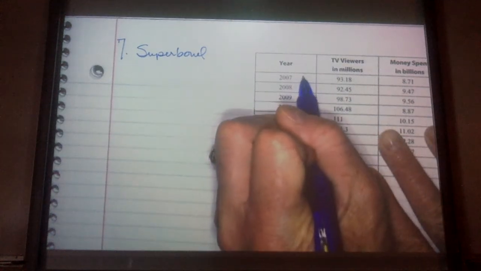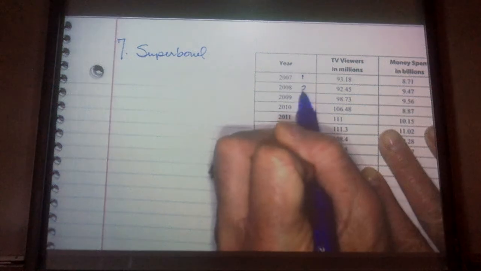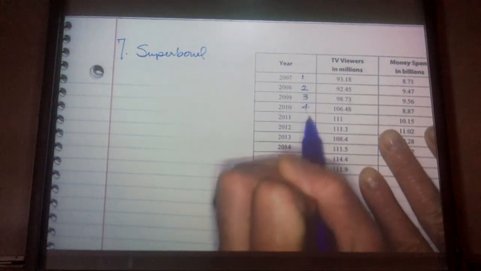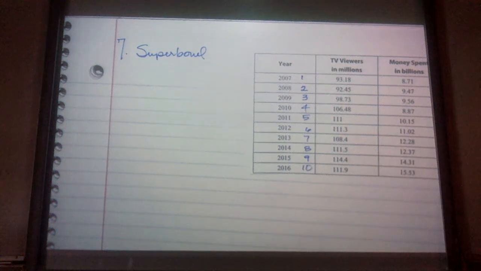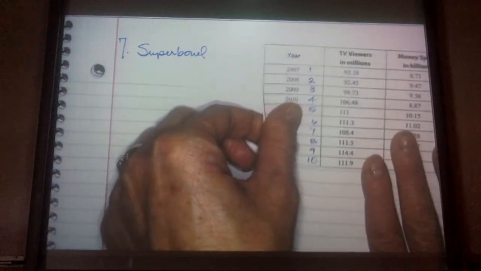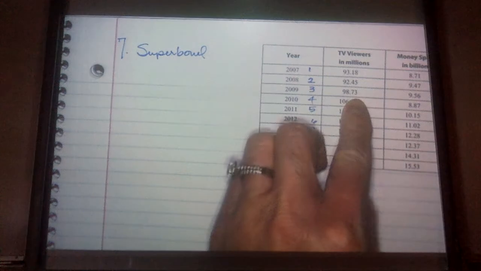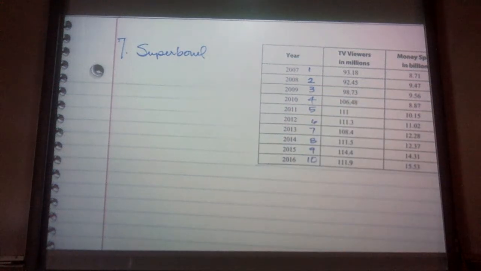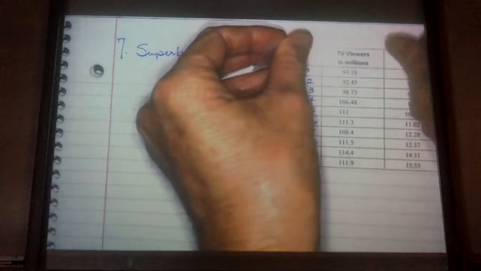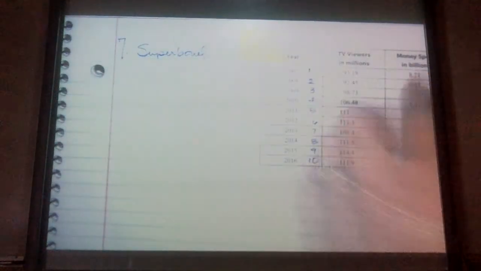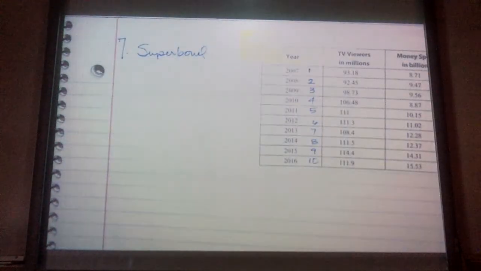Now, here are my years. I'm going to do the same thing. 2007, I'm going to let that be year 1, 2, 3, 4, 5, 6, 7, 8, 9, 10. Here is 10 years worth of data, and it's on the number of viewers in millions. So that's how many people were watching the game that year. And then notice the last is money spent. So think of this as the advertising on commercials.